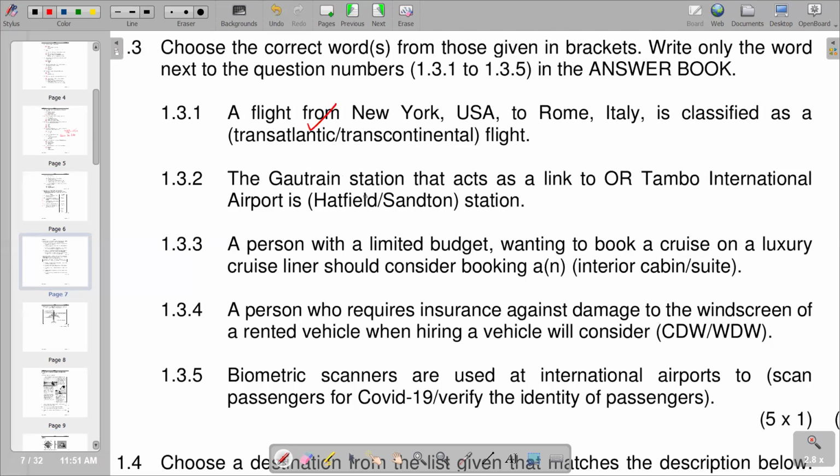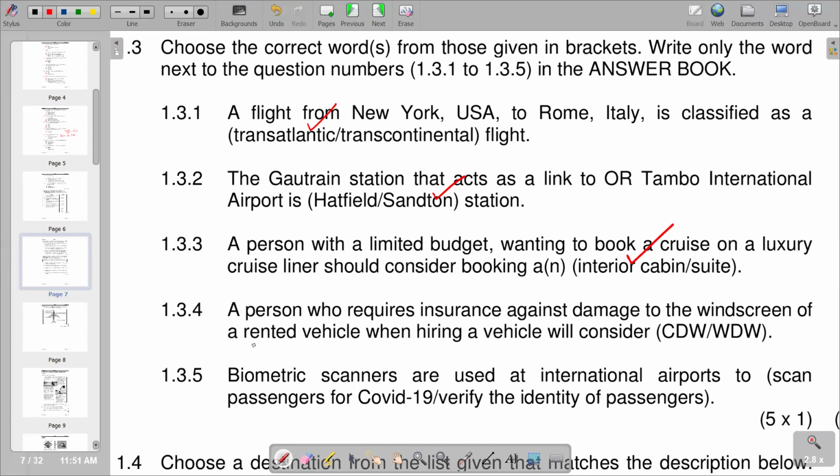So we go to 1.3.2. The Gautrain station that acts as a link to OR Tambo International Airport is Sandton Station. Number 3, a person with a limited budget wanting to book a cruise on a luxury cruise liner should consider booking an interior cabin or suite. So the correct response that we have is an interior cabin.